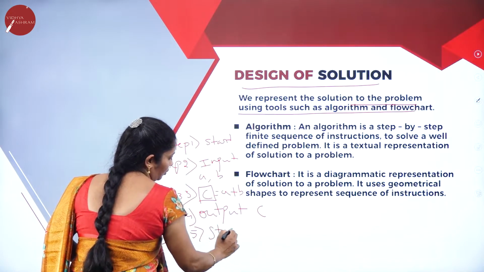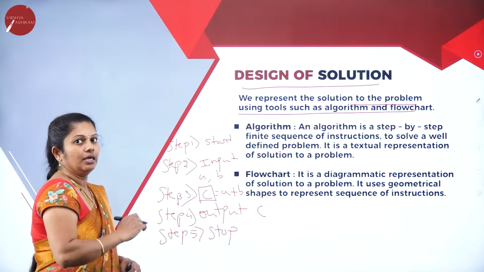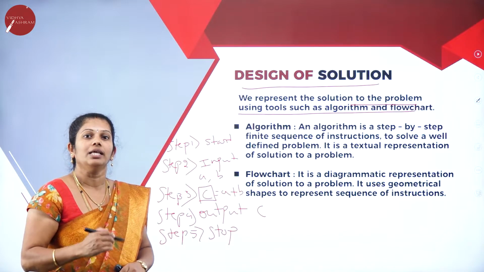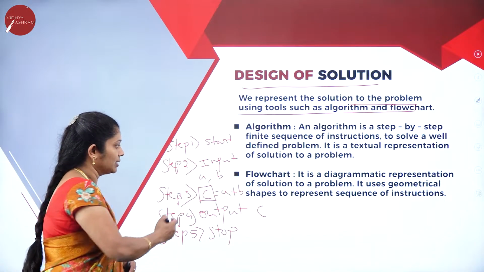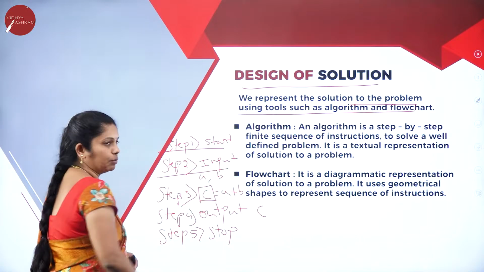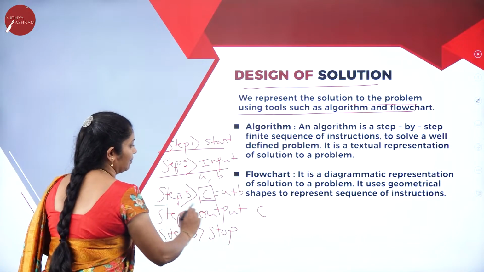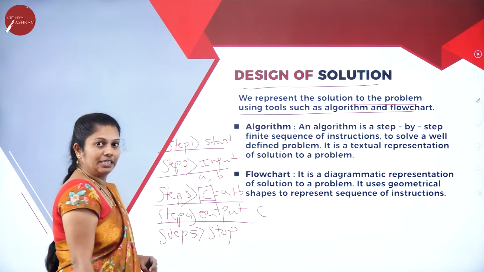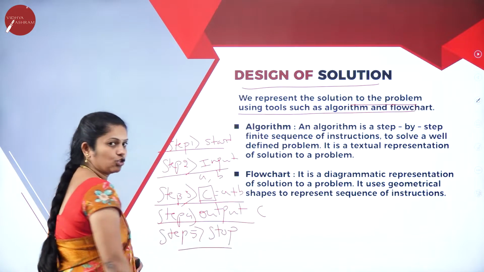stop. From this, what you can identify here is that an algorithm is a step-by-step procedure to solve a given problem. Here in addition of two numbers, in the first step I started, in the second step I input the values A and B. In the third step I calculated C = A + B. Then in the fourth step I display the result. Finally, I stop here.